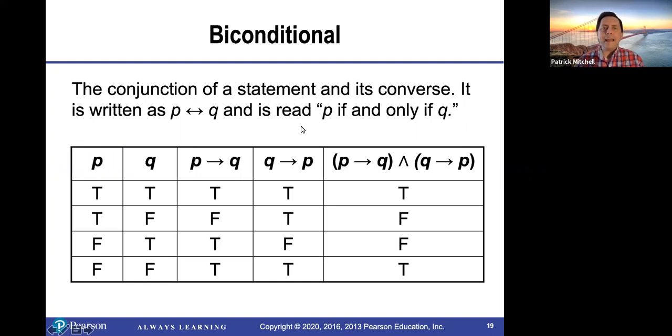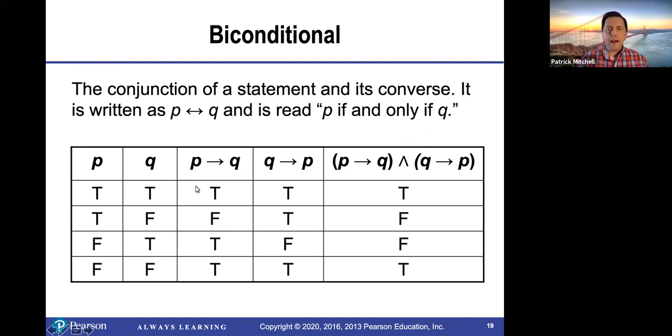That brings us to the biconditional. The conjunction of a statement and its converse is called the biconditional. It is written like this with the double arrow and is read P if and only if Q. We use if and only if a lot in math, and sometimes I hear it used in everyday English. It means that the first thing will happen only if the second thing happens, and the second thing will happen only if the first thing happens.